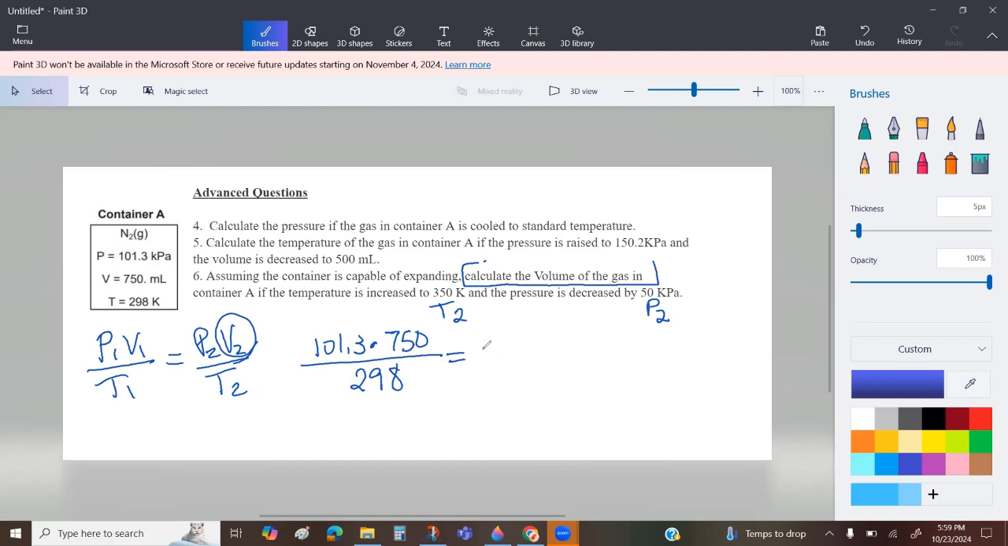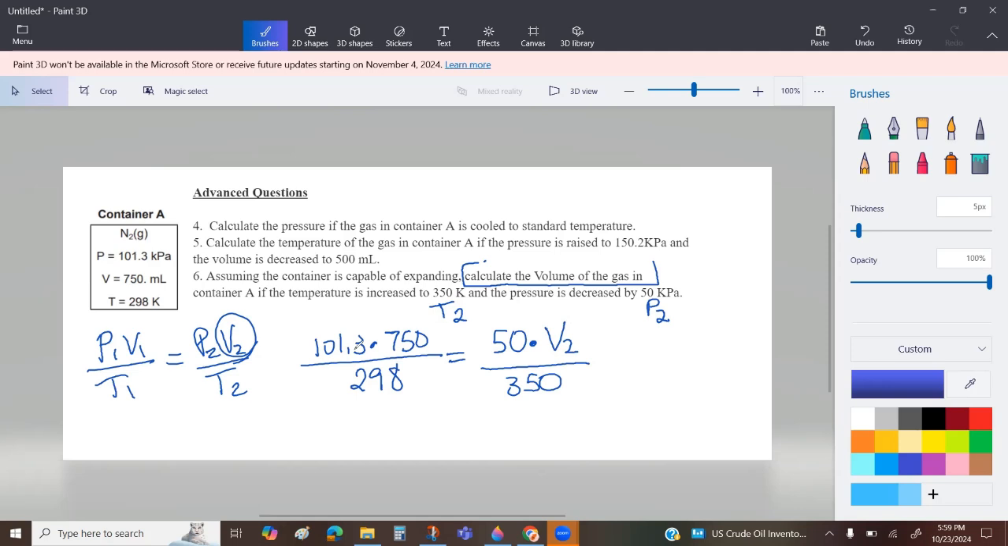Oh, maybe I didn't have to use volume? No, I think I plugged in. All right. If I did do that, I apologize. Everything else was right. The algebra was right. All right. And then pressure 2 is 50 kPa times volume 2. I don't know, I'm solving for it. And temperature 2 is 350. Okay. So 101.3 times 750 times 350 is my first move. Or I could go the other way.